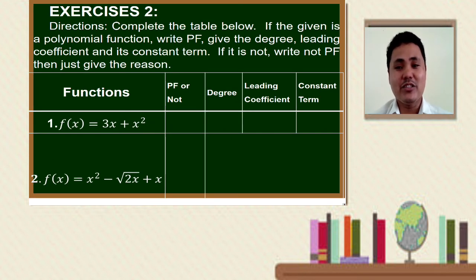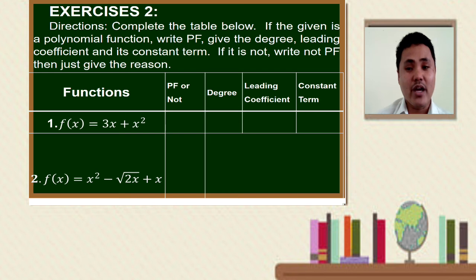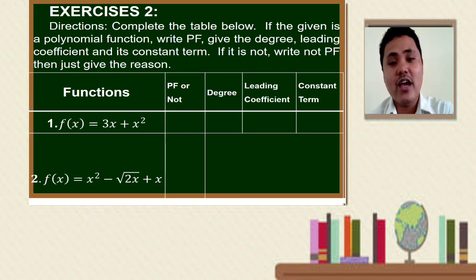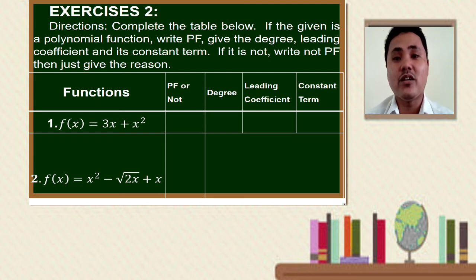Here we are going to determine if a particular function is a polynomial function or not. If it is a polynomial function, we have to write PF, give the degree, the leading coefficient, and its constant term. Otherwise, we write not PF, then just give the reason. So let's start with function number 1, f of x equals 3x plus x squared. What are the conditions, the things we need to remember in order to identify whether that particular function is a polynomial function? We have to look at the exponent of the variable.